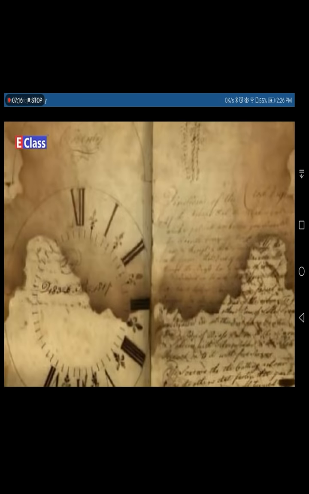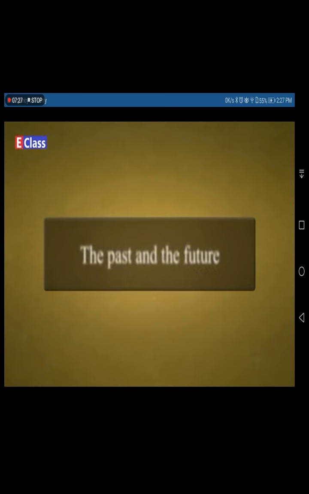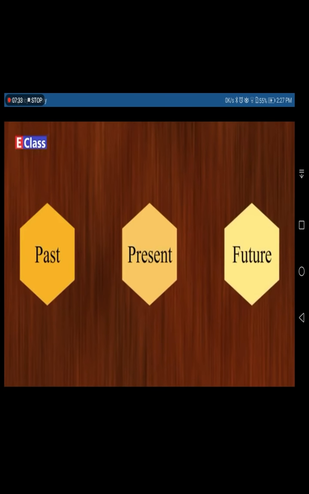It tells us of many scientific discoveries that brought about important changes in human civilization and of the scientists who made those discoveries. The past and the future. The past, present, and future are linked by a continuous chain of events.